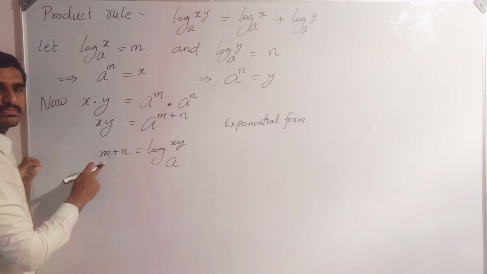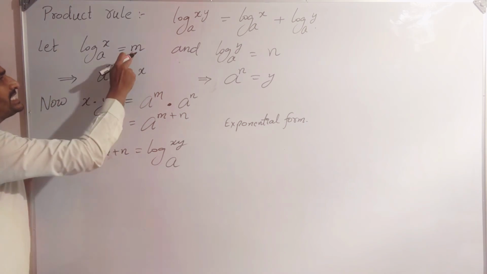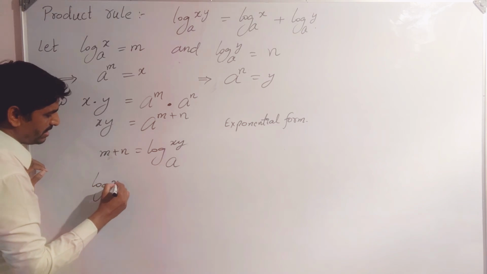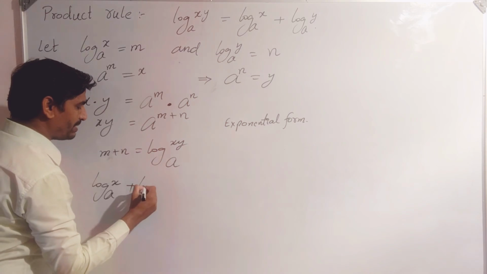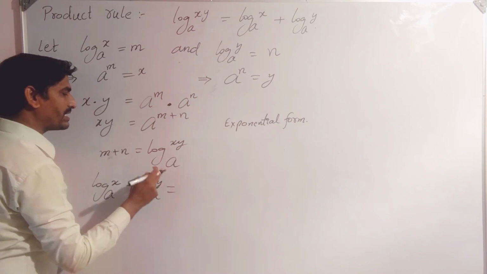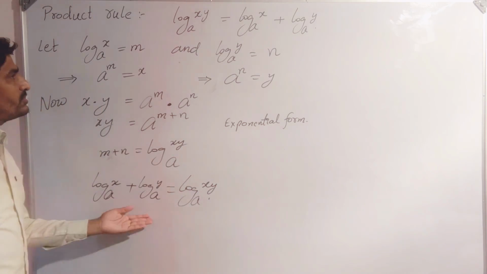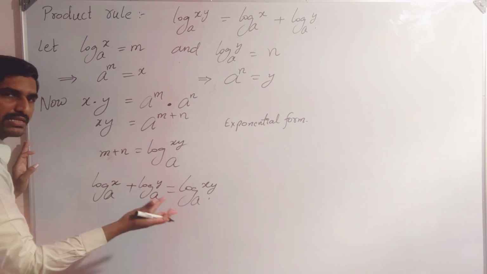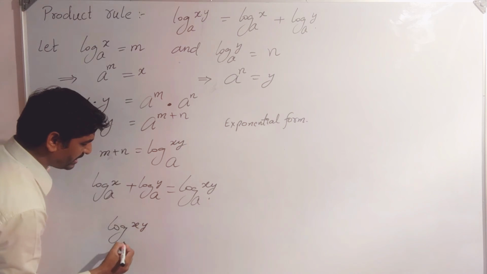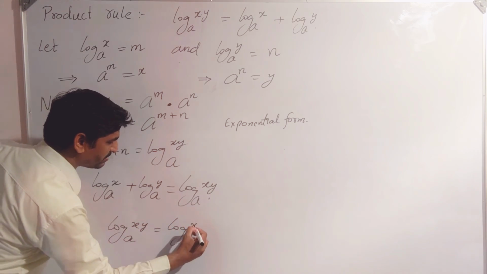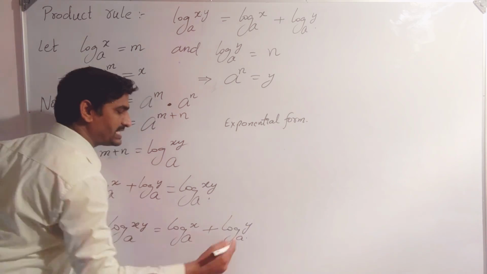Now, what is m? We have taken that m is log x to the base a. And n is log y to the base a. That is equal to logarithm of xy to the base a. Now the result is this one. Write this first, second this part, interchange, no problem. Logarithm of xy to the base a is equal to logarithm of x to the base a plus logarithm of y to the base a.